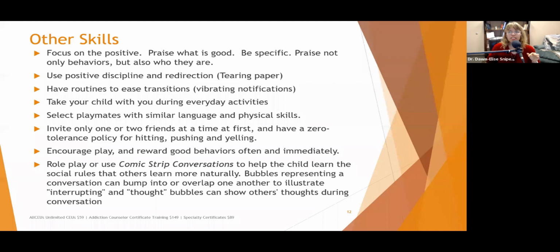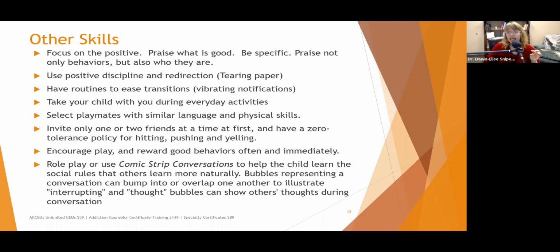Select playmates with similar language and physical skills, and invite only 1 or 2 friends at a time at first, making sure to have a zero tolerance policy for hitting, pushing, and yelling. You can get children who are on the spectrum together. They may understand each other a little bit better, but you can also get a child with autism spectrum disorder who engages very well with other children who tend to be a little bit quieter, or move a little bit more slowly, or have a little bit more emotional intelligence and advanced empathy.